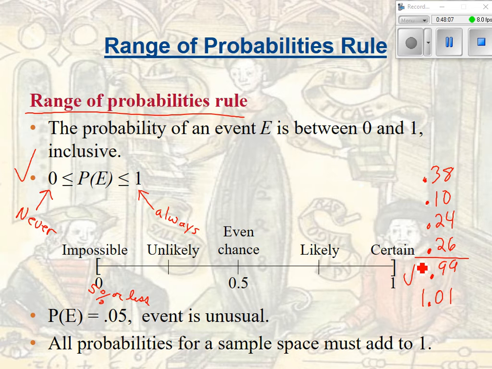With this, if you have, again, impossible to happen is at 0, unlikely to happen is less than 50%, likely to happen is more than 50%, certain to happen or always going to happen is at 1.